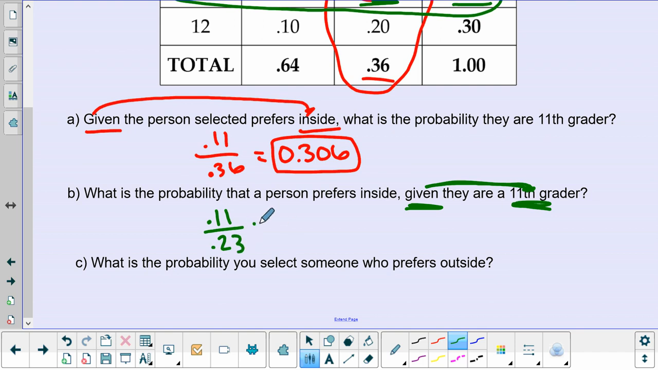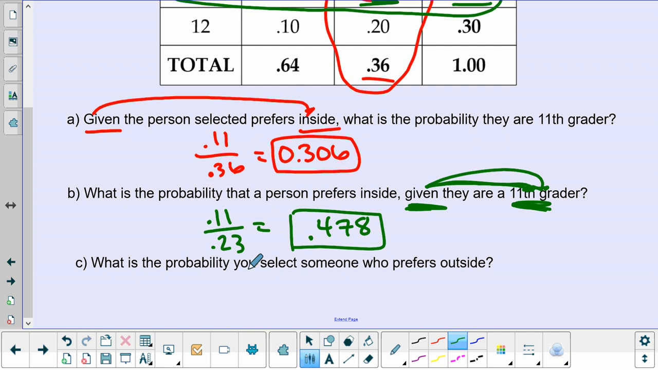So that's where you really have to be careful about what is the given condition. The given condition is the one that comes after the word given. So up here it was given this. Down here it's given this. 0.11 out of 0.23, you're at about a half there. 0.478 is my probability.